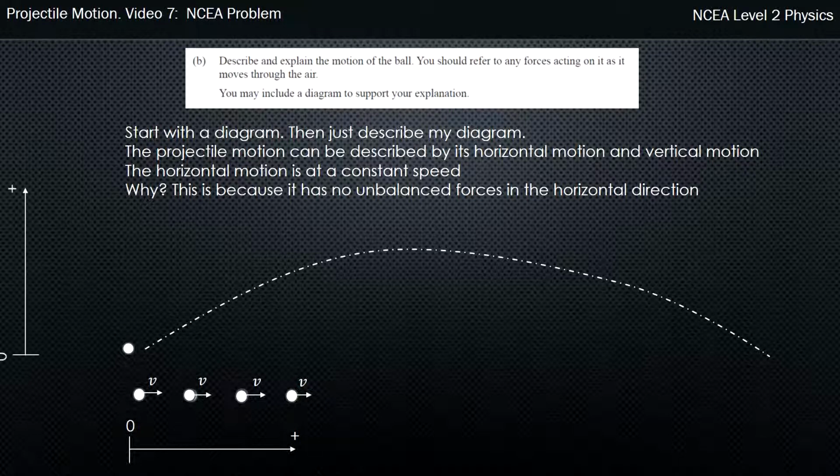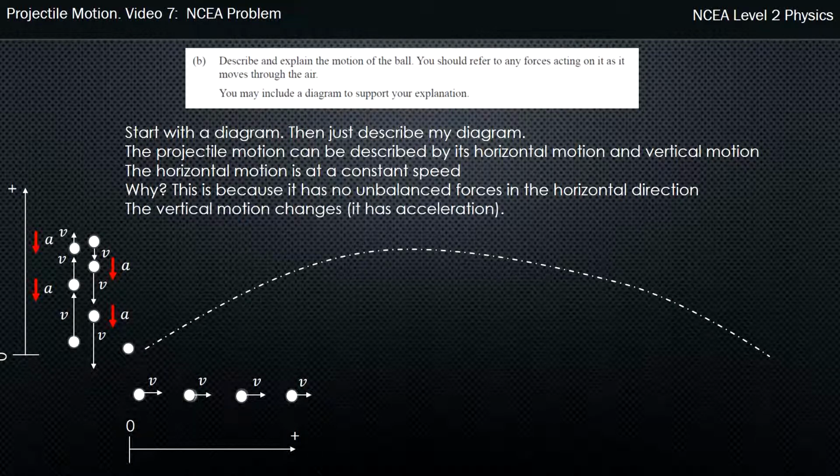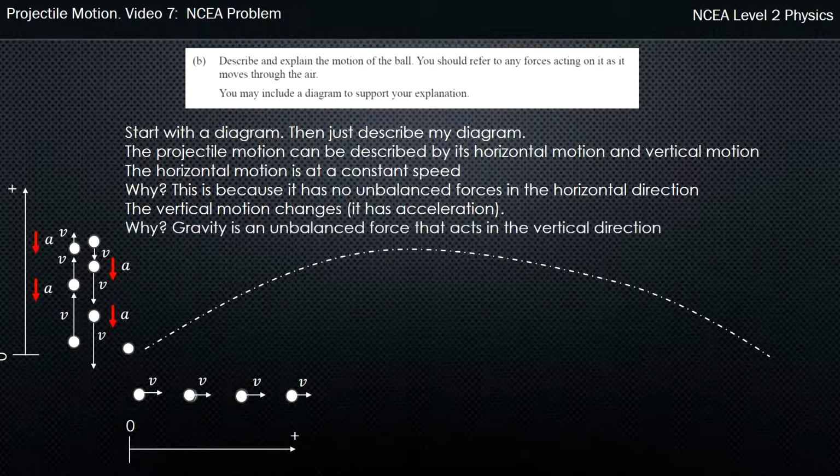The ball goes up and down. It has a vertical direction as well. On the way up it slows, so it has acceleration pointing downwards. And then once it reaches the top and starts coming down again, it speeds up, and so the acceleration's still pointing downwards. So the vertical motion changes, or its velocity changes, right? It has acceleration. The reason for this is because gravity is an unbalanced force that points down in the vertical direction. And you can see that's the way the acceleration is all the time.